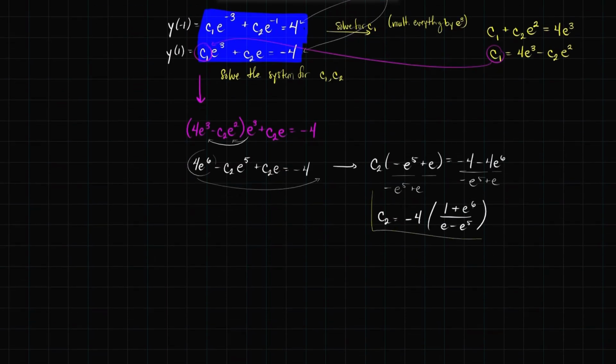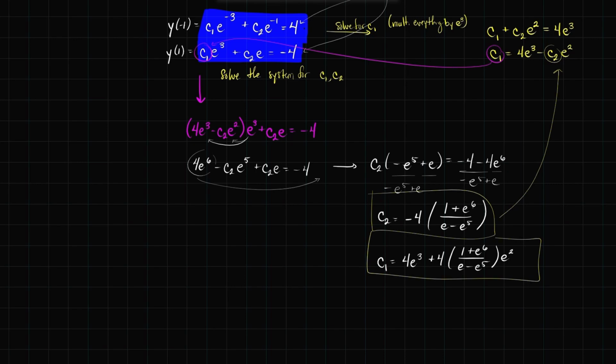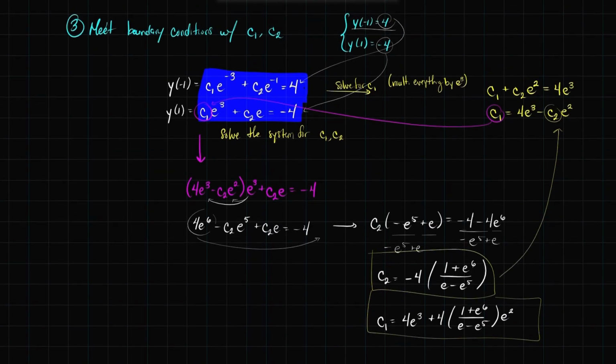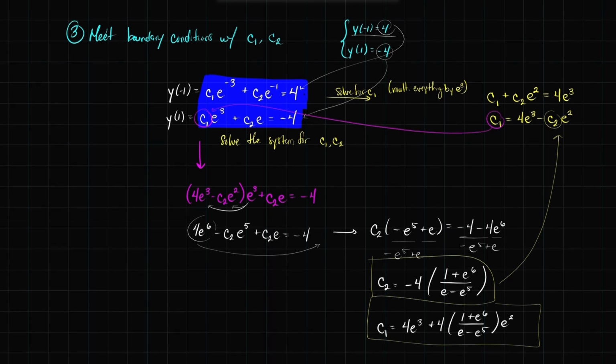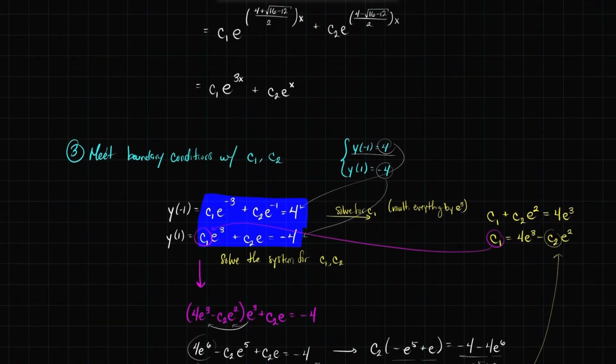We'll go ahead and grab it, plug it in up here for C2, giving me a value of C1 as 4 e cubed minus negative 4, so we'll just say plus 4, and then C2 is 1 plus e to the 6th over e minus e to the 5th, times e squared. So there's C1 and C2. I'm really not going to simplify those any farther. There's no point. You could plug it into a computer and get a numerical answer for both of them. Then you'd have kind of a numerical approximation to your solution.